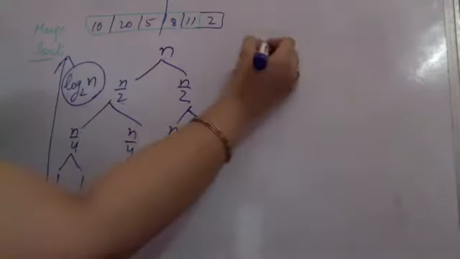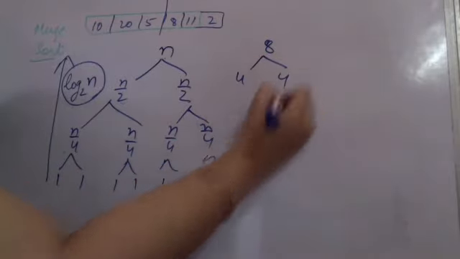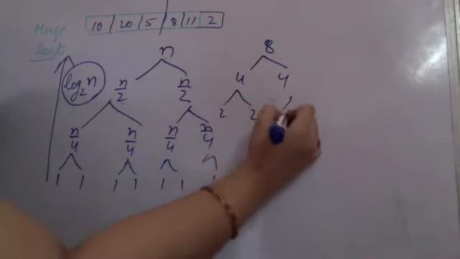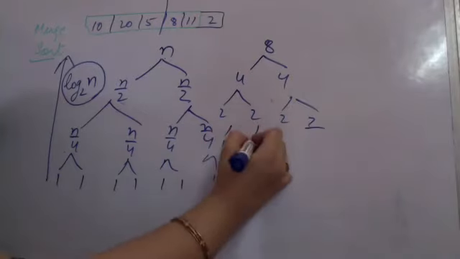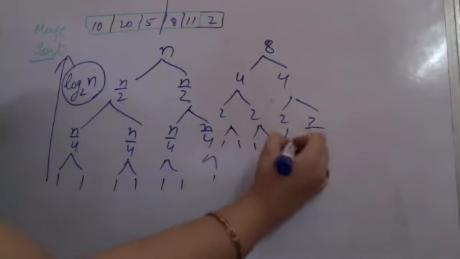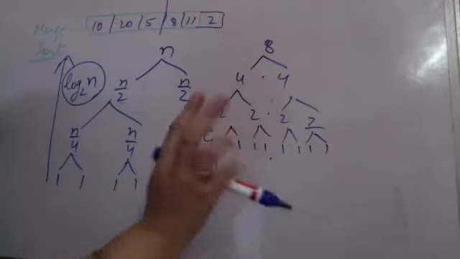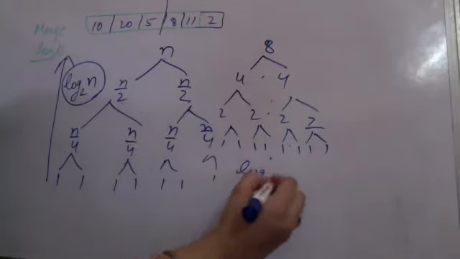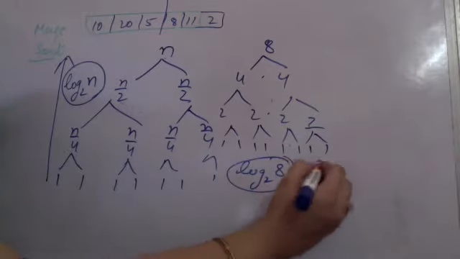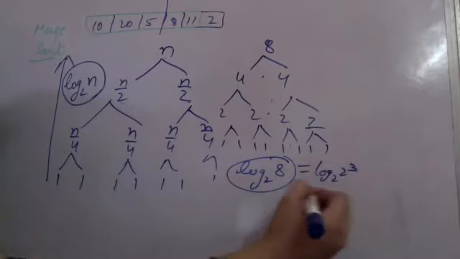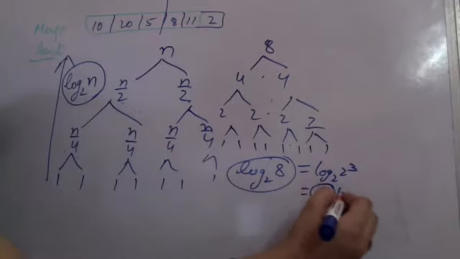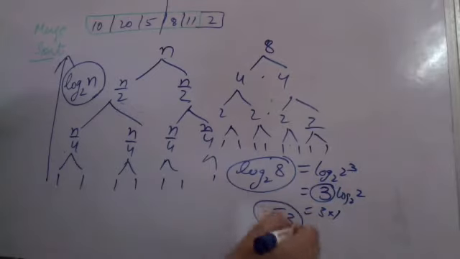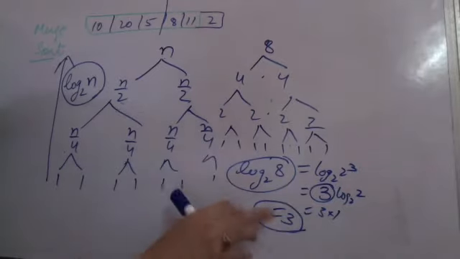If the size is 8, you will be dividing into 4 and 4. You will be dividing into 2 and 2. And you will be dividing it into 1, 1, 1, 1. So how many times has the division happened? 1, 2, 3. Three times the division has happened for size 8. If you calculate log to the base 2 of 8, this is nothing but log to the base 2 of 2 cube, which is 3 log 2 base 2, which is 3 into 1, which becomes 3. So how many times has the division happened?